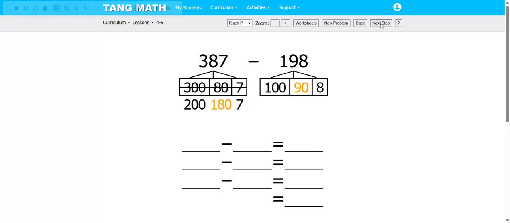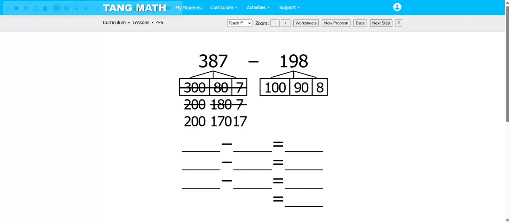Now I can take away my tens. But what about my ones? If I have 7, can I take away 8? If you have 7 cookies, can you give me 8? No. So what do I need to do? I need to shift a 10. Now can we subtract? Yes.